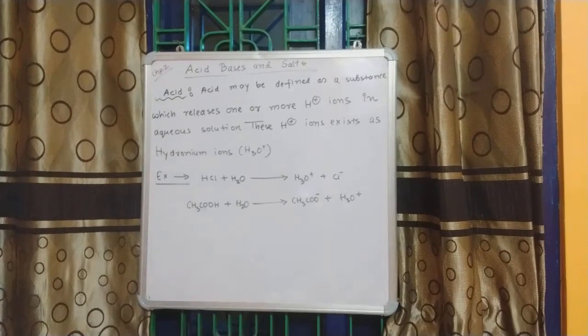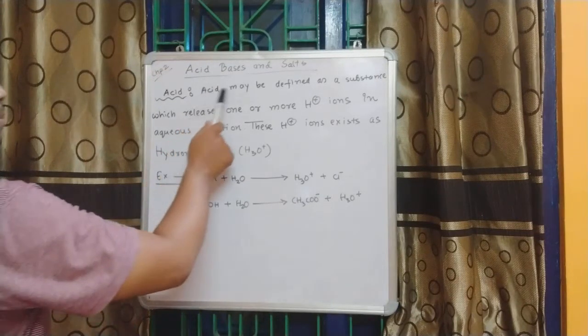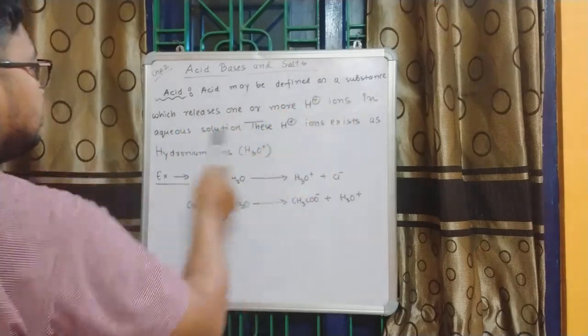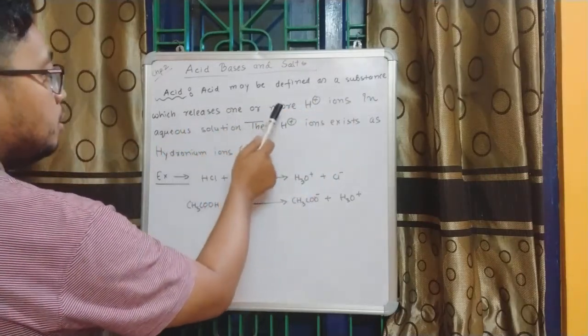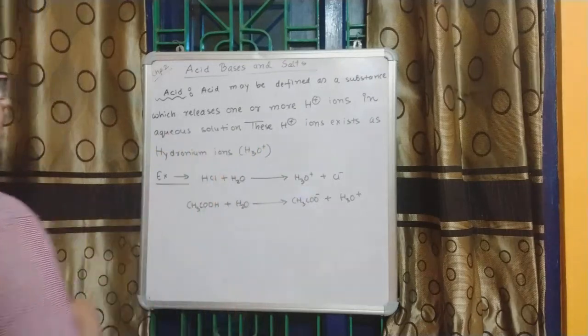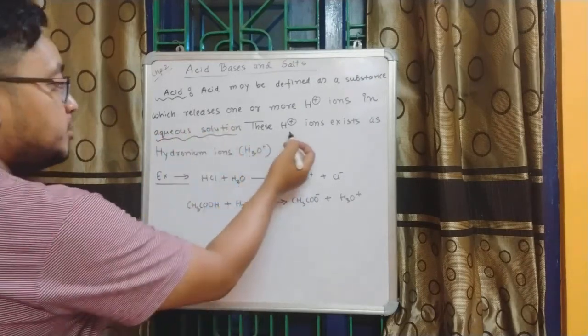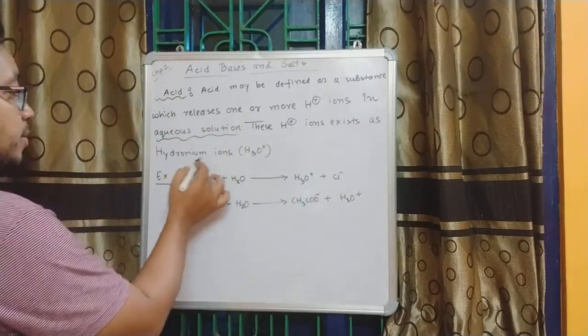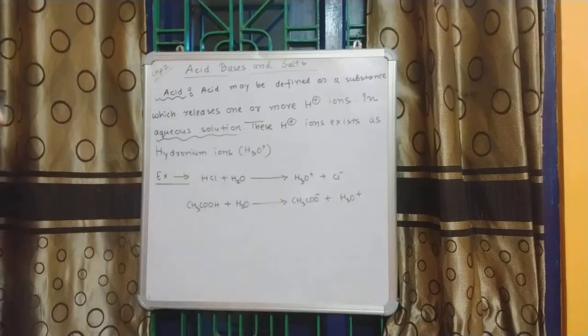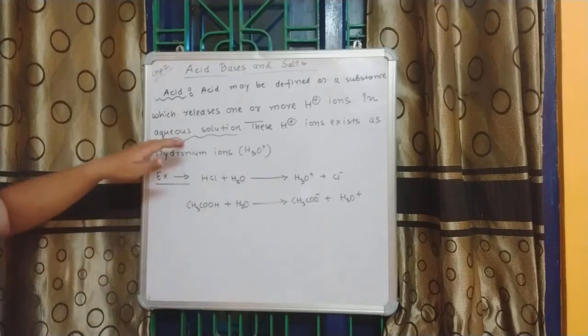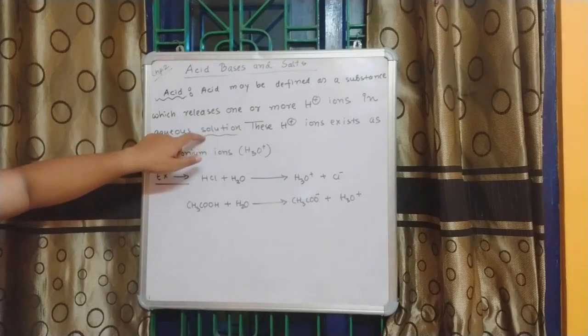So here I have written a definition of acid: acid may be defined as a substance which releases one or more H plus ions in aqueous solution. Remember, in aqueous solution, these H plus ions exist as hydronium ion, inside the bracket H3O positive. Do not forget to write this line, that is, in aqueous solution.